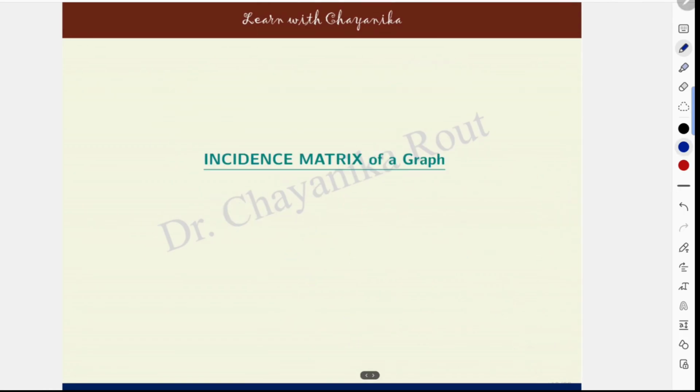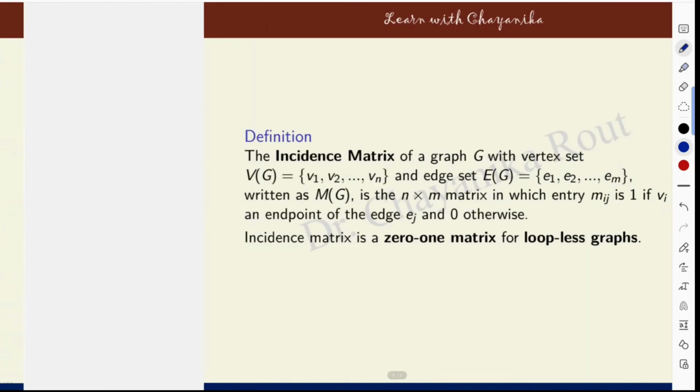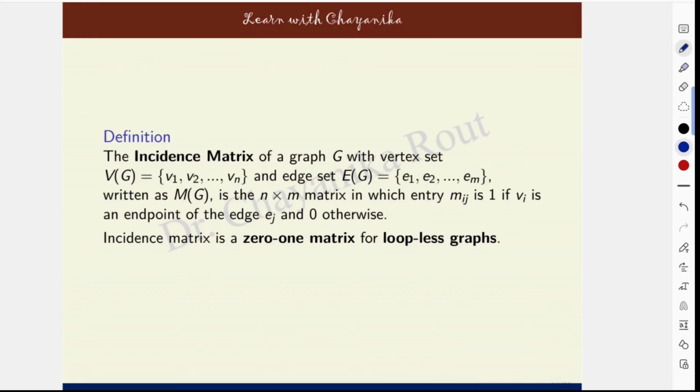Now we come to the next concept, that is the incidence matrix of a graph. Here goes the definition. The incidence matrix of a graph G, which has n vertices named v1, v2, ..., vn and m edges named e1, e2, ..., em, has an incidence matrix denoted by MG. It is an n cross m matrix. So basically the order of the graph will be the same as the number of rows in the incidence matrix, and the size of the graph will be the same as the number of columns in the incidence matrix.